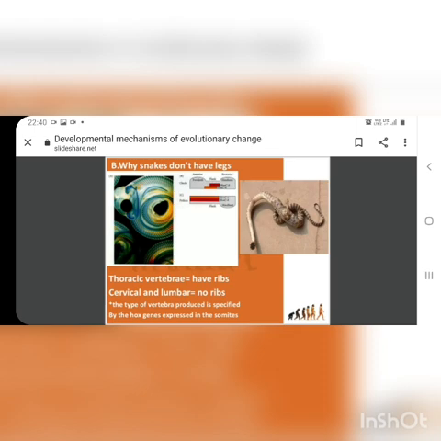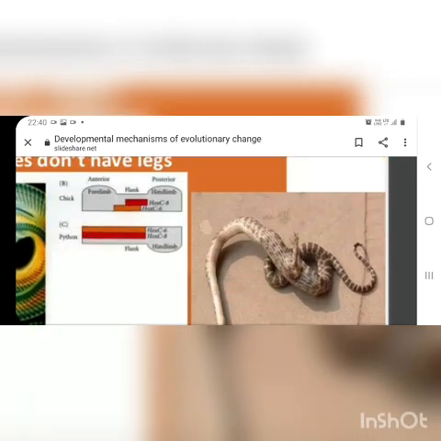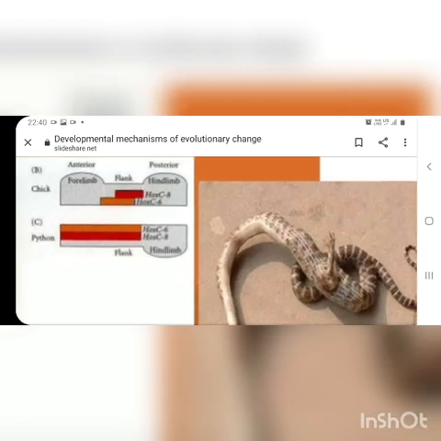The missing forelimbs in snakes have been explained by the Hox expression pattern in the anterior portion of the snake. In most of the vertebrates, the forelimbs are formed anterior to the most anterior expression domain of Hox C6.